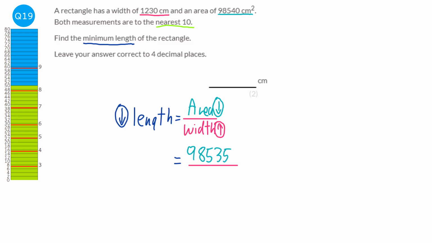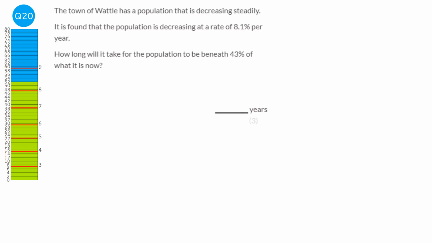Now for the width, we're going to do the same thing, half the accuracy, half of 10 is 5, but we're looking for the upper bound, we're looking for the biggest it can be. So we're going to add that on, 1, 2, 3, 5. And when you do that calculation, you get the answer of 79.78542, blah, blah. And it says it wants it to 4 decimal places. So we're going to do 79.7854.